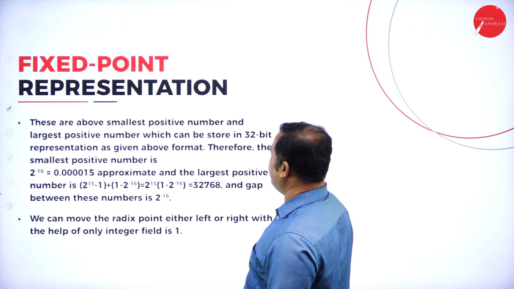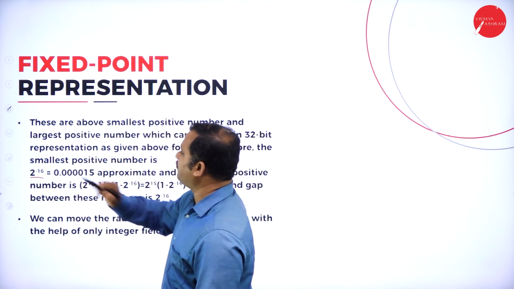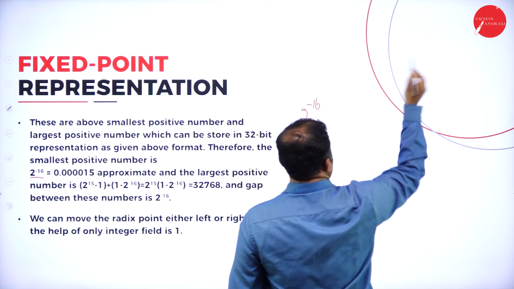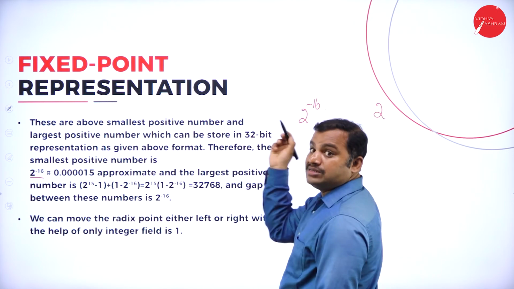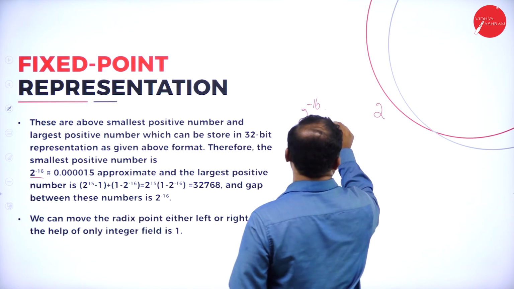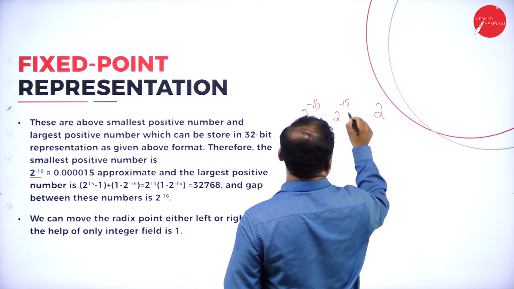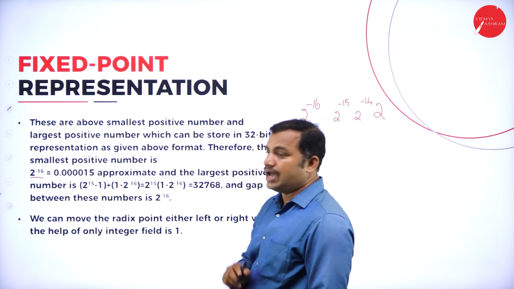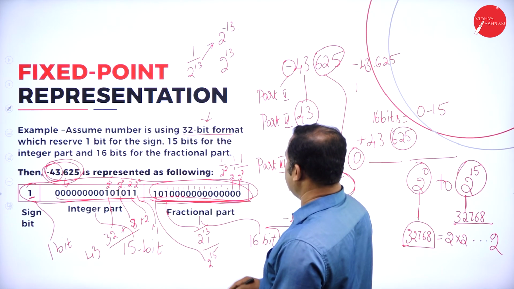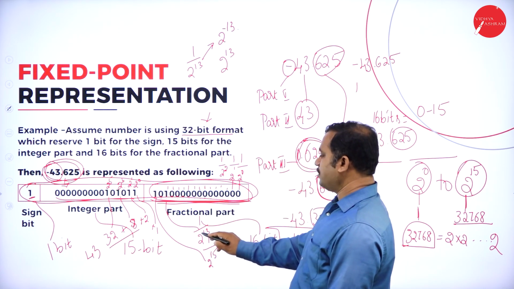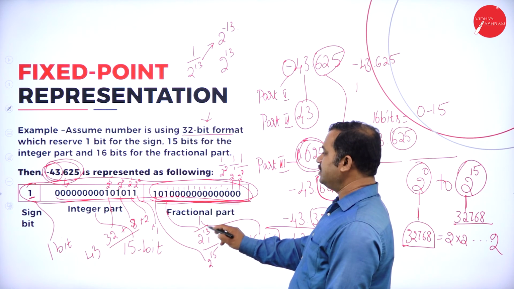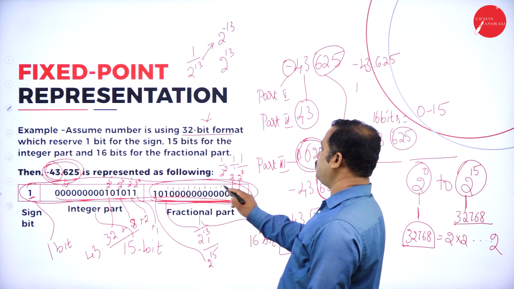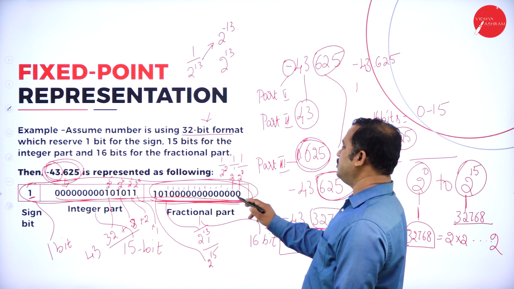If that is the case, we have the value 2 to the power of minus 16. What is that 2 to the power of minus 16? If I consider the next terms, that is minus 15, 2 to the power of minus 14. Do I have these numbers in this? Yes. Here, 2 to the power of minus 15, minus 14, minus 13, minus 12, minus 11, minus 10, and so on up to 2 to the power of minus 2, 2 to the power of minus 1, 2 to the power of 0.